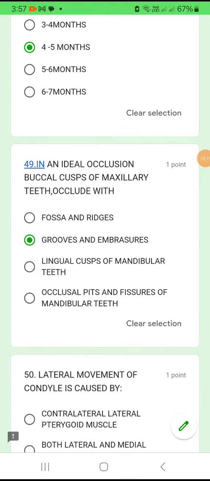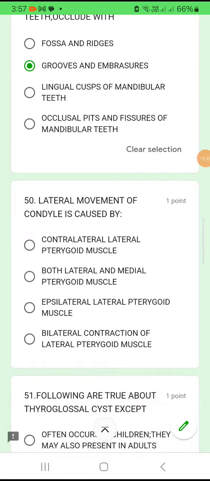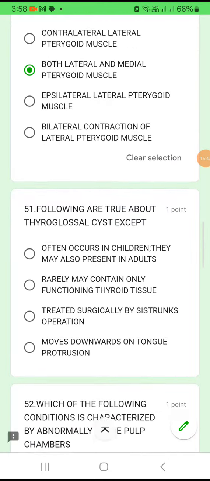Grooves and embrasures, okay? In class 1 occlusion, buccal cusp will come and occlude in grooves and embrasures. Coming on to 50, lateral movement of the condyle is caused by contralateral lateral pterygoid muscle movement, or whether you require both lateral and medial pterygoid muscle movement, or only ipsilateral lateral pterygoid muscle, or bilateral contraction of lateral pterygoid muscle. For you to move the condyle laterally, you require both the muscles, both lateral and medial pterygoid muscle.